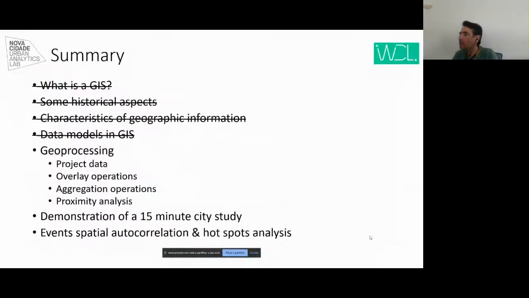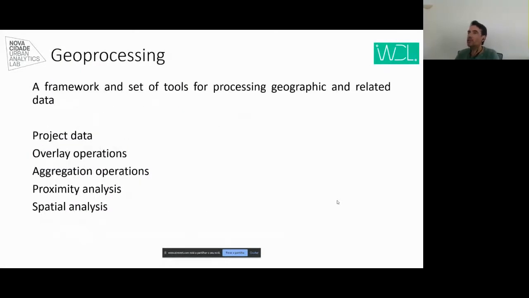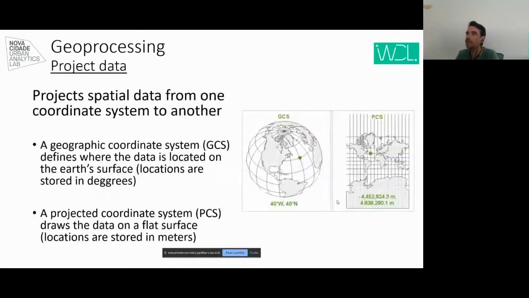So I'll talk now a little bit about geoprocessing operations. Geoprocessing is a framework and a set of tools for processing geographic and related data. To project data, we also have overlay operations, aggregation operations, proximity analysis, and spatial analysis. In the beginning, I like always to start with project data.